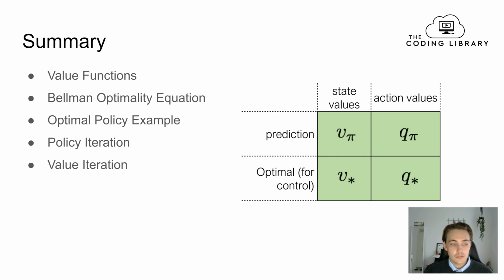We also talked about the optimal policy example, where we changed gamma, and in a really simple example we tried to find the optimal policy for some different gamma values. And then we talked about policy iteration and value iteration as methods for how we can try to solve the Bellman optimality equation and converge towards the true or optimal policy.